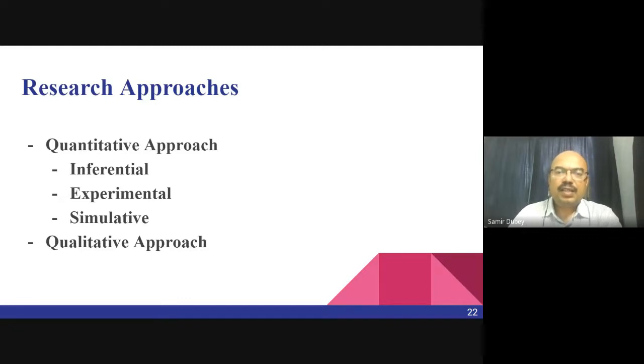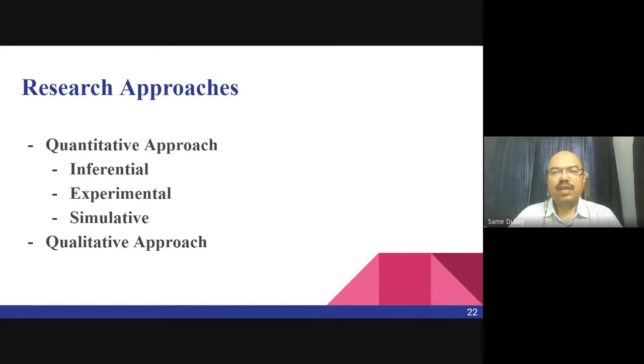Then experimental research is definitely a causal type of research where the cause of an independent variable can be seen on the dependent variable. So that is experimental research. And simulation is where we are making a specific type of environment, and then the independent variables are being manipulated. The researcher used to manipulate the independent variable and check its effect on the dependent variable. So that is simulative research.